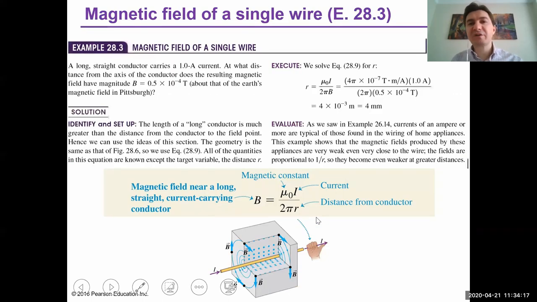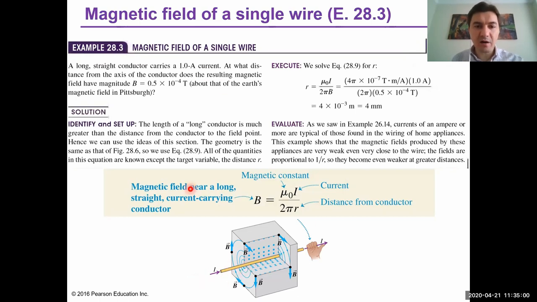So now let's try to use that expression within that example, magnetic field of a single wire like this one. A long straight conductor carries a 1 amp current. At what distance from the axis of the conductor does the resulting magnetic field have this value, 0.5 times 10 to minus 4 Tesla? It is about the Earth's magnetic field. For example, in Gebze, at Gebze Technical University, the Earth's magnetic field is around 0.35 times 10 to minus 4 Tesla.